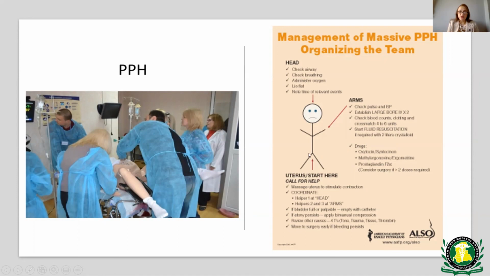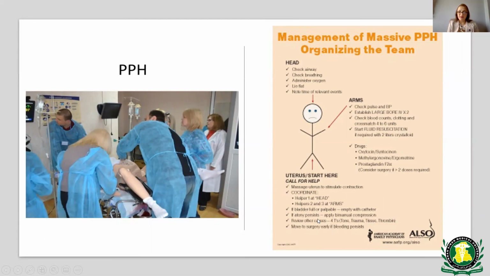Okay, so the person at the bottom end, this person here, will call for help, because this person is going to examine and then determine whether they are going to stay inside the room or take the patient to the theater. Call for help, start massaging to stimulate a contraction, coordinate with helper 1 at the head, coordinate with helper 2 at the arm, and if the bladder is full, please empty it with a catheter.